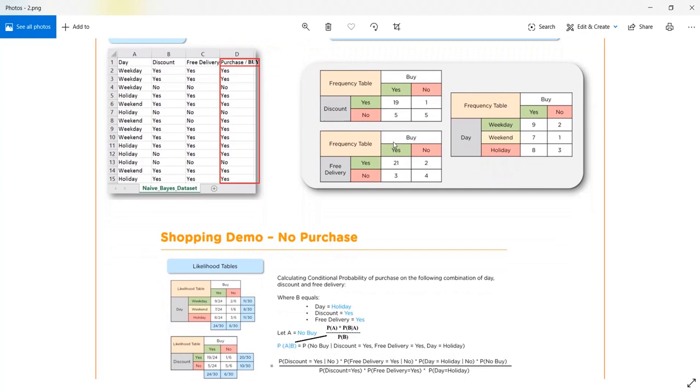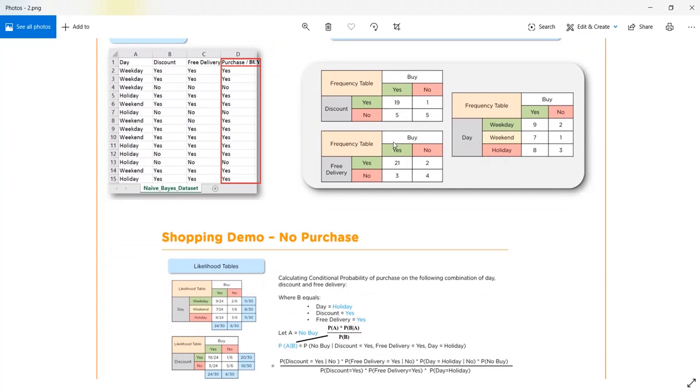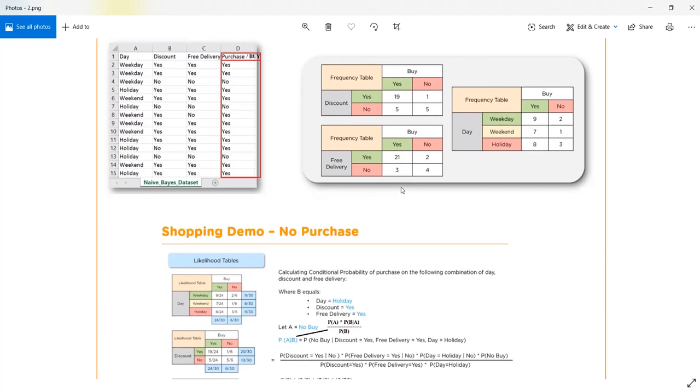Now if you have understood how a frequency table is designed, we should understand how a likelihood table is prepared from a frequency table. You can see here, the white cells are conditional, they look conditional to us, and the blue cells are unconditional. And these entries are not frequencies, these are probabilities.